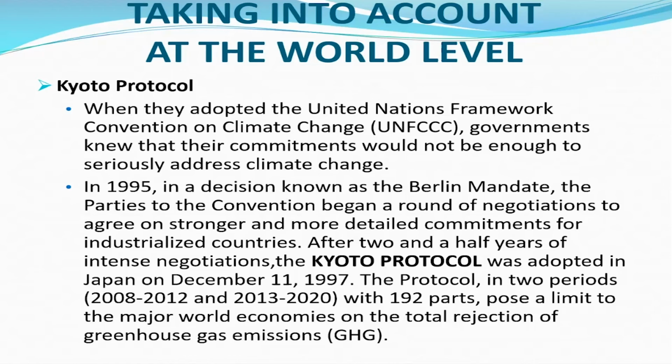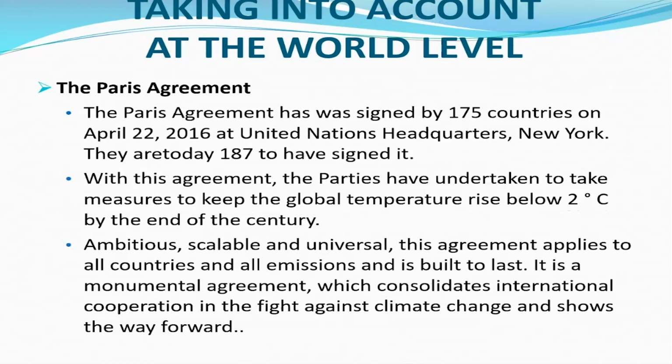After 2.5 years of intense negotiation, the Kyoto Protocol was adopted in Japan on December 11, 1997. The protocol runs in two periods, 2008 to 2012 and 2013 to 2020, with 192 parties, and poses a limit on the major world economies on the total emission of greenhouse gas.